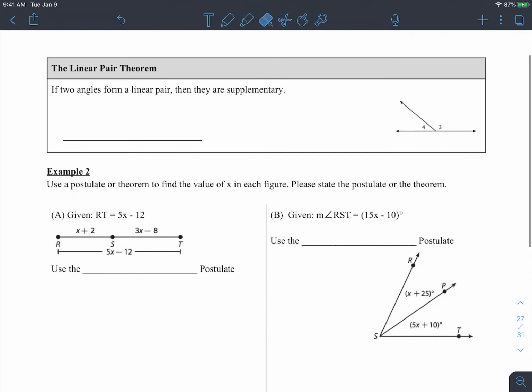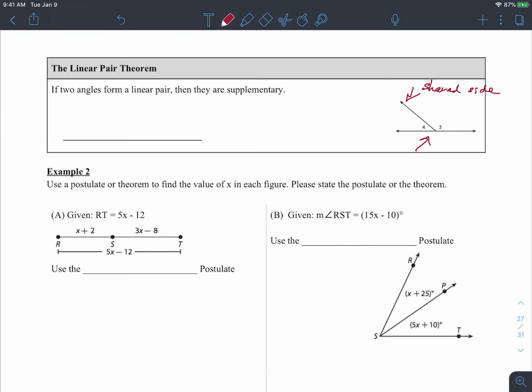All right, guys, we're going to learn about the linear pair theorem. What it says is that if two angles form a linear pair, then they're supplementary. So what that literally means is that if two angles form a linear pair, there are a couple of things that need to happen. One, they have to have a shared side, right? They have to have a shared side. It can't be overlapping, it has to be a shared side.